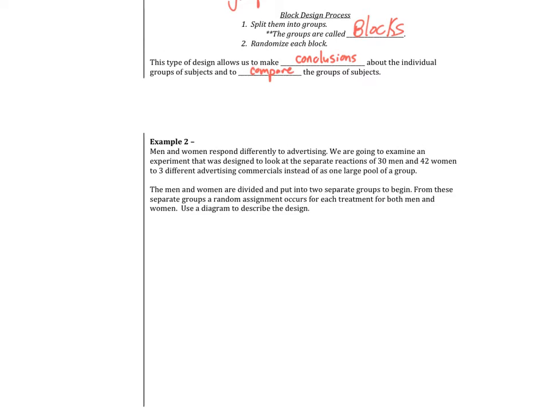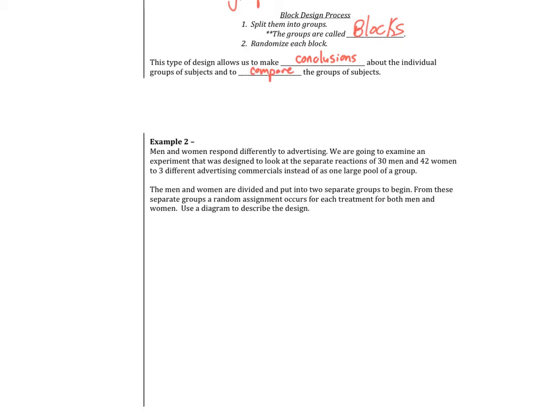If you would randomly select 10 people, let's say you select 8 men and 2 women at random. If men feel differently, then you don't get a good idea of what everyone feels like because men might be influenced differently than women. So this will be a good block design. The men and women are divided and put into 2 separate groups to begin. From these separate groups, a random assignment occurs for each treatment for both men and women. Use a diagram to describe the design.